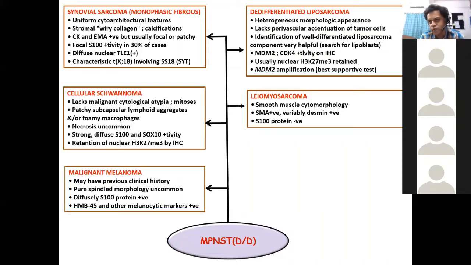Leiomyosarcoma, usually you will not have a problem because those cells, as you have seen, are usually more elongated, more blunt-ended. They look more cigar-shaped with more abundant eosinophilic cytoplasm. So that actually should not come as a part of your differential. But still, if you want to exclude it, you can do SMA, caldesmon, etc.